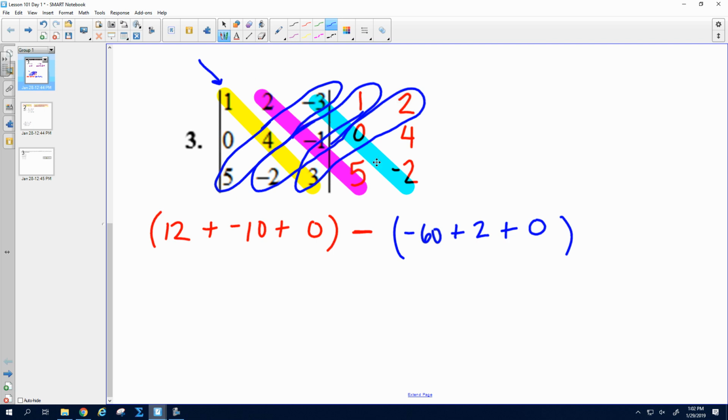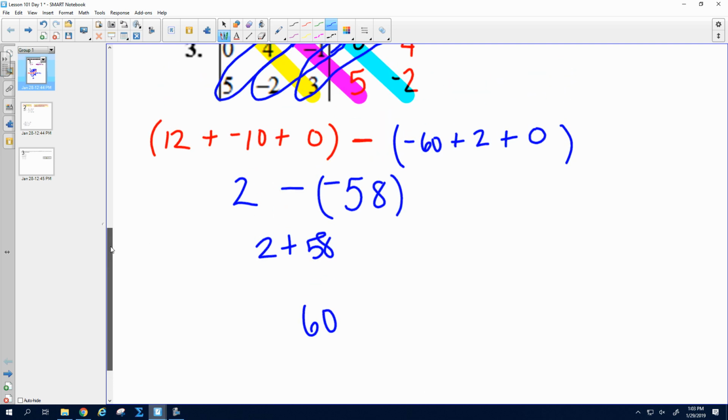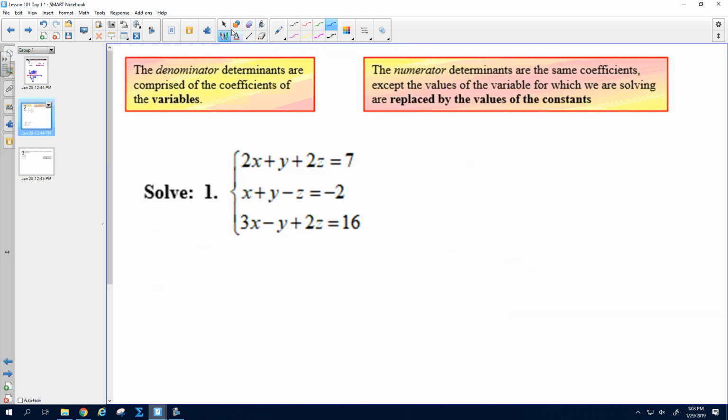I take the sum of all those multiples, and I get 2. And then I'm going to add these going this direction, and that would be a negative 58. Right? That was what we got in parentheses. But I still have this negative, so it ends up being 2 plus 58. And we get 60. Okay? And that is the determinant of the 3x3 matrix. What? All right, let's try this one.